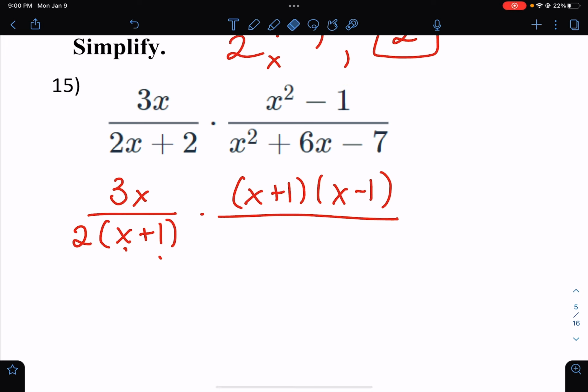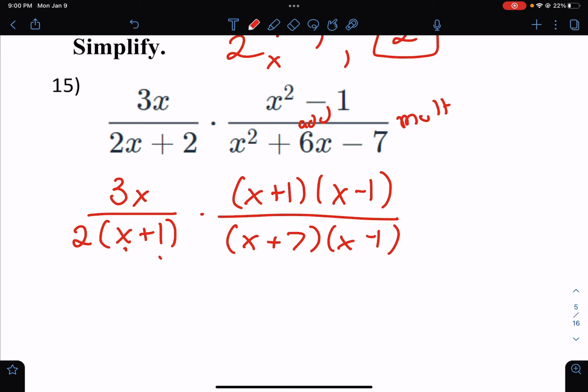Then we've got a trinomial here. We have to figure out what multiplies to this guy and adds to this guy. That is going to be, let's see, x plus 7, x minus 1. That took me longer than it should have.